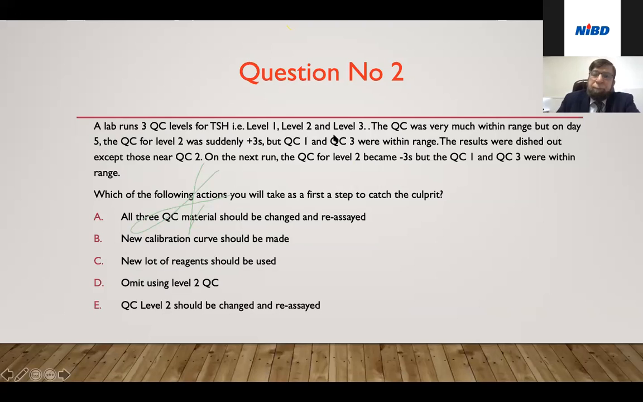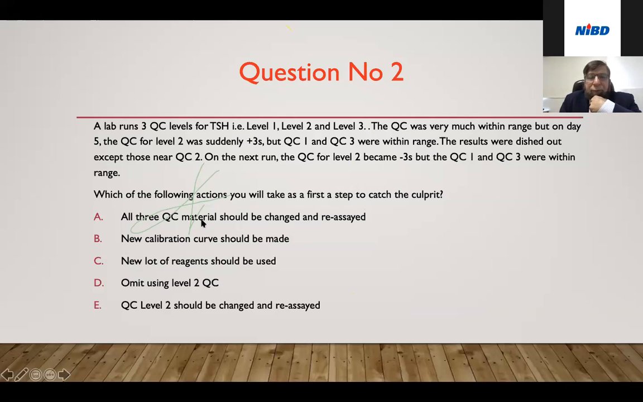results are normal. The QC was very much within range, but on day 5 the QC for level 2 was suddenly +3s, but QC 1 and 3 were within range. The results were dished out except those near QC2. On the next run, the QC for level 2 became -3s, but the QC1 and QC3 were within range. Which of the following actions will you take as a first step to catch the culprit?